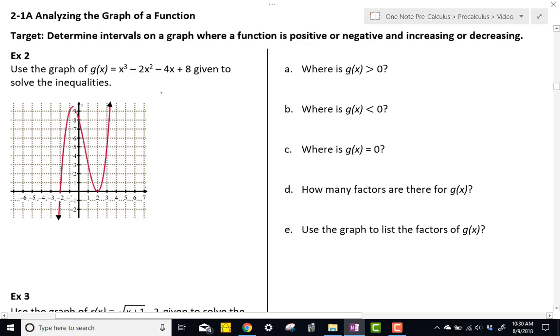All right, so number 2 says use the graph of g of x, x cubed minus 2x squared minus 4x plus 8, to solve the inequalities. This one's got quite a bit more going on. So these are my questions over here. Where is g of x greater than 0? First I want to look at where it is equal to 0. I've got a point where it's equal to 0 here at -2 and another one here at +2. So where is it greater than 0? It's greater than 0 in between -2 and 2. So I would say (-2, 2). You'll notice I'm using parentheses because it doesn't say equal to.